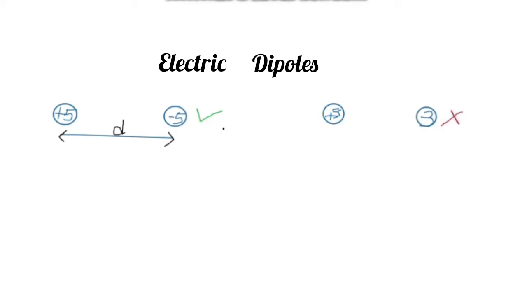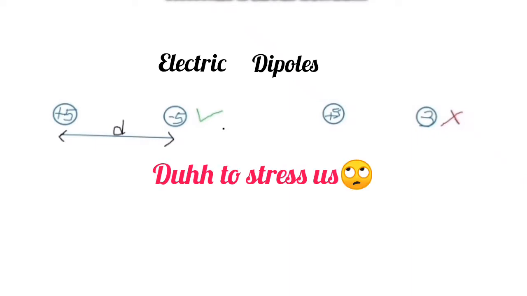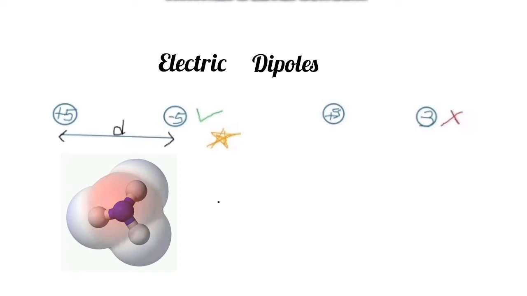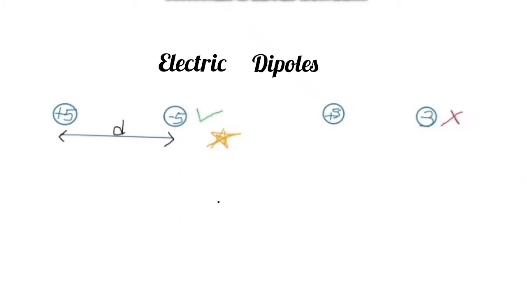Now, why are we studying electric dipoles? First, because it's in our course outline. But why did they feel the need to put it in our course outline? To stress us? Well, because electric dipoles are special. They behave differently from any other random pair of charges, and dipoles are also very present in chemical molecules in our world. So how do they behave differently?